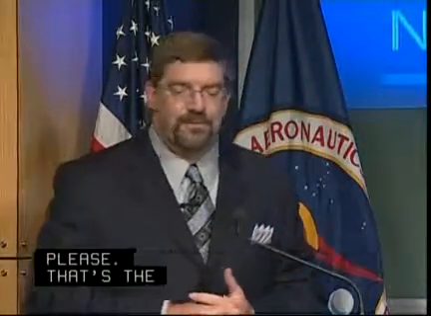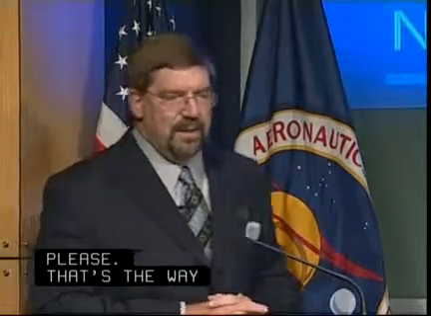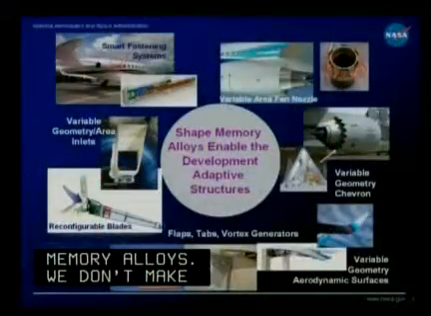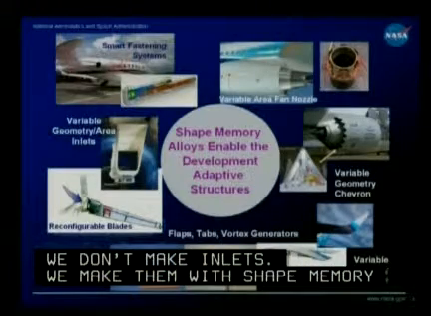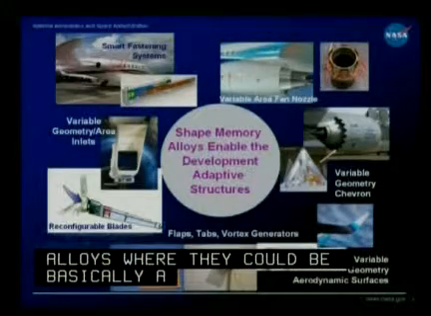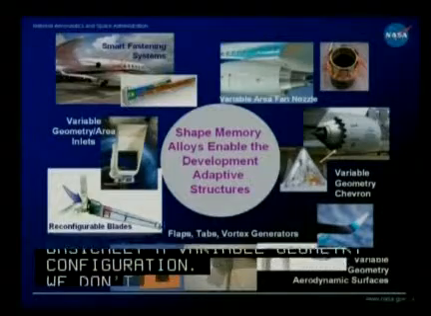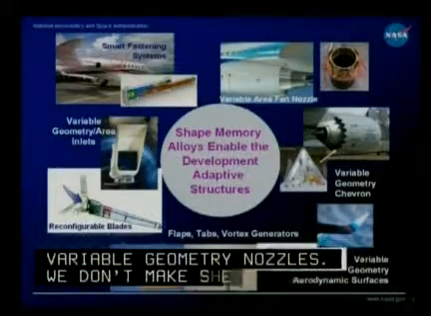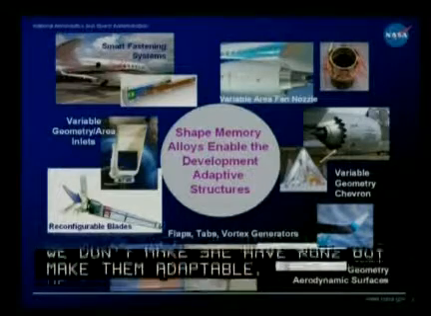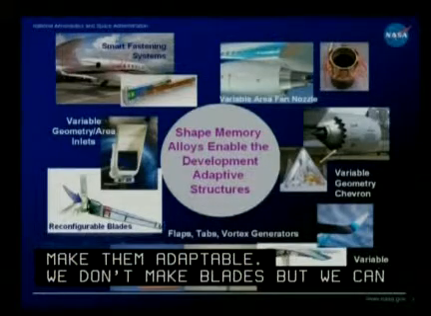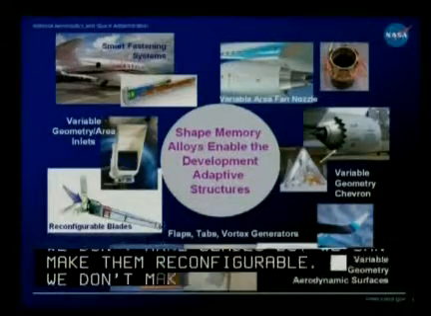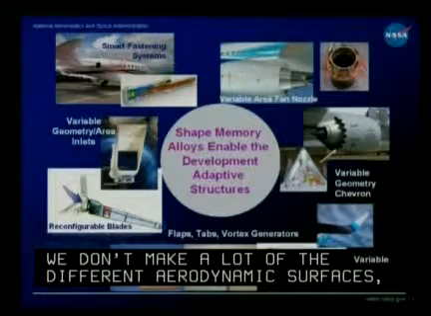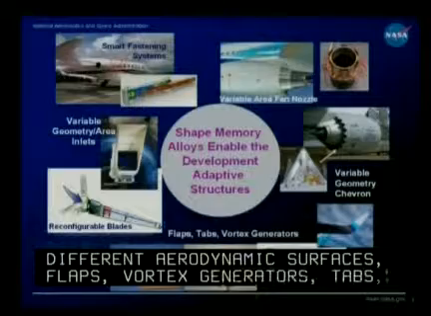shape memory alloys. All right, we don't make inlets, but we make them with shape memory alloys where they could be basically a variable geometry configuration. We don't make nozzles, but we make variable geometry nozzles. We don't make chevrons, but we make them adaptable. We don't make blades, but we can make them reconfigurable. In fact, we don't make a lot of the different aerodynamic surfaces, flaps, vortex generators, tabs, that kind of thing. But we can make them adaptable and smart.